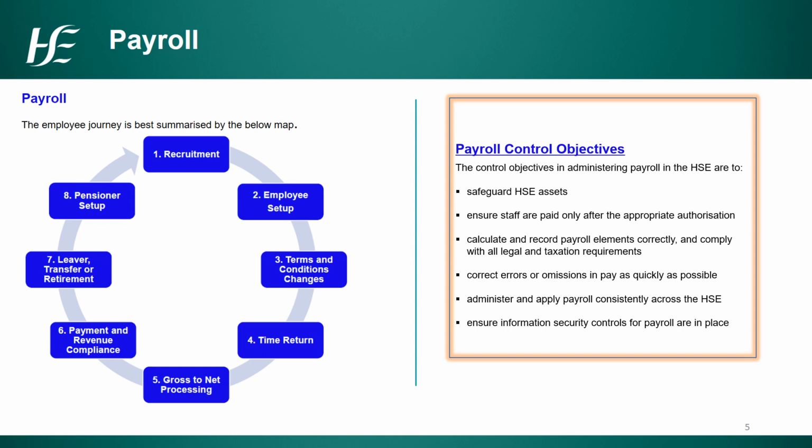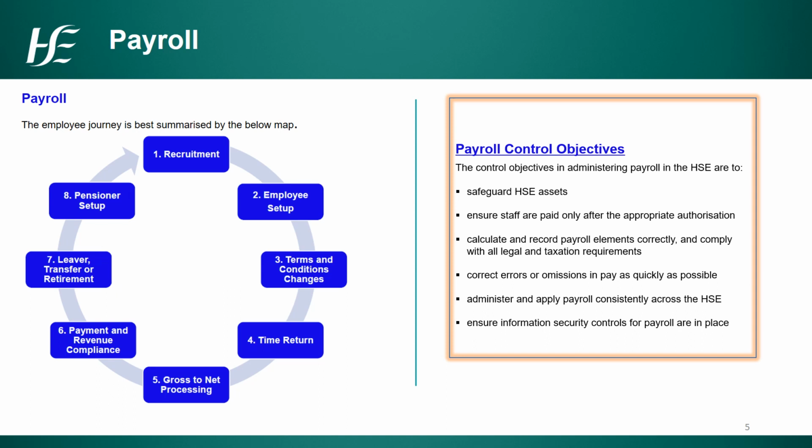The next step in the employee journey is gross to net processing. This is where all pay and hours worked, gross pay, minus any deductions equals net pay. Gross pay is the total amount paid before any statutory or voluntary deductions are made. Statutory deductions might be things like PAYE income tax, USC, PRSI, pension contributions, local property tax and ASC. Examples of voluntary deductions might include travel pass systems, medical insurance, credit union deductions and union fees.